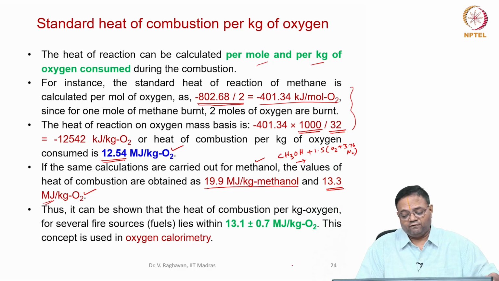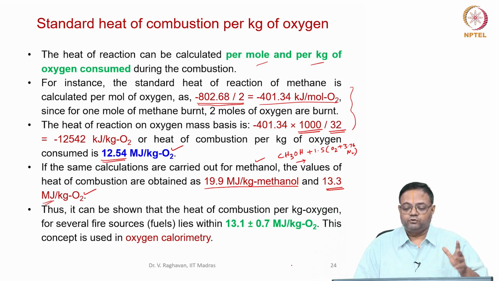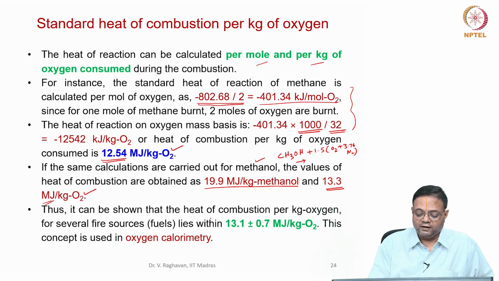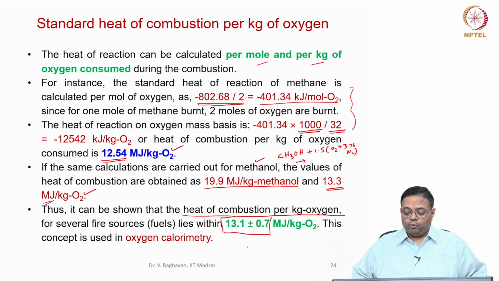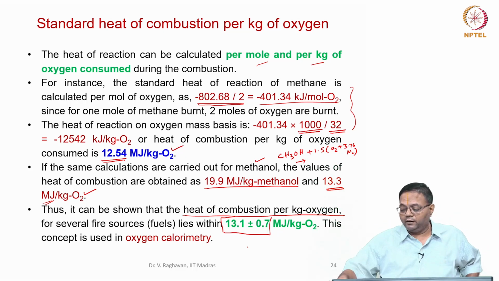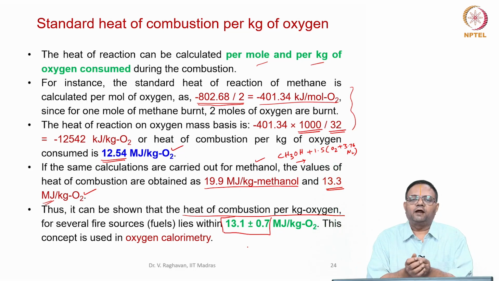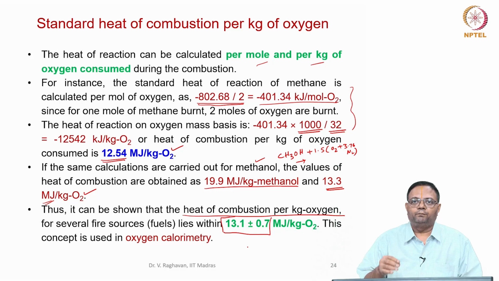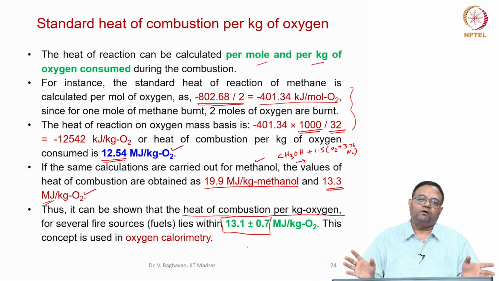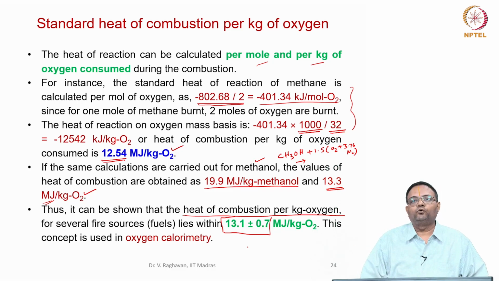For several fuels, if the same procedure is repeated, we will see that the heat of combustion per kg of oxygen will be in this range, 13.1 plus or minus 0.7 megajoules per kg of O2. This small range of heat released per kg of oxygen, irrespective of the various fuels, is the concept used in oxygen calorimetry.